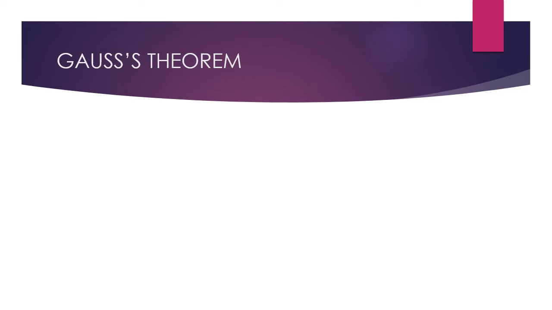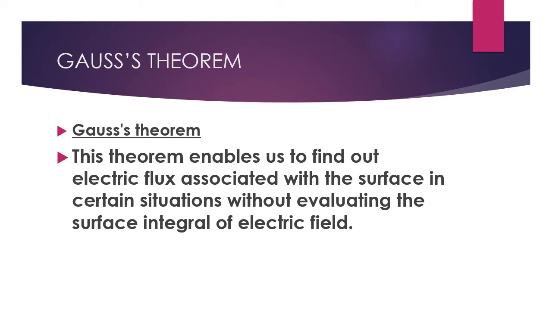Before going into the general proposition of Gauss's theorem, let us have a discussion on a few basic things that Gauss's theorem deals with. This theorem enables us to find out electric flux associated with a surface in certain situations without evaluating the surface integral of electric field. This means it is just an alternative method using which we can find out electric flux associated with the surface without going into the complex determination of surface integral of electric field.